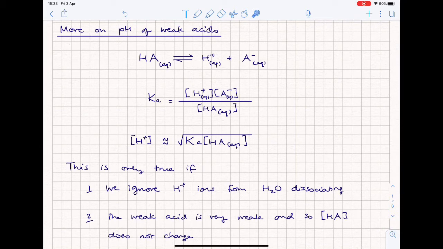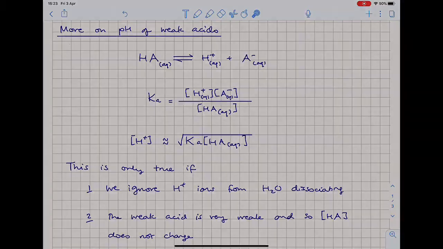And this will be an issue if we've got a very, very dilute solution of the weak acid, because that means the number of protons from the water ionizing is more significant. So there's another assumption we have to be aware of when using this equation.